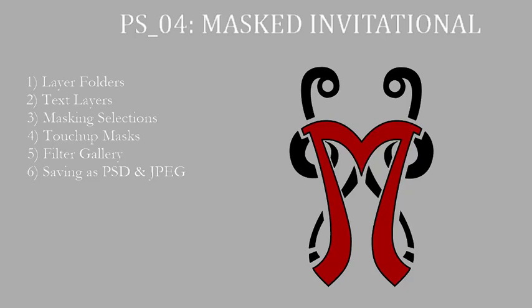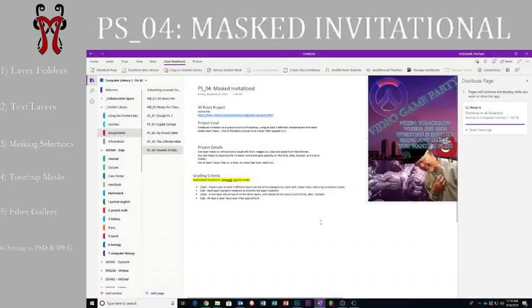This project is Photoshop 4, which is the Masked Invitational project. In this project, you're going to learn how to use layer folders, how to use text layers to create stroke effects for our information about the invitational. You're going to learn how to mask selections, how to touch up those masks, and a little bit about the filter gallery. Let's take a look at what our project is here so we can get into that.